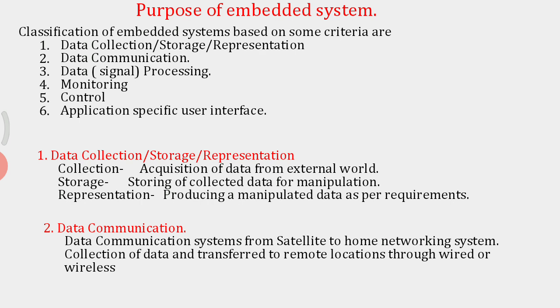The second one is data communication. Data communication systems range from satellite systems to home networking systems. That is collection of data and transferring it to remote locations through wired or wireless communication. Say for example, home networking systems or a satellite system, where we can connect our system to the internet and the data can be communicated over wired or wireless media.